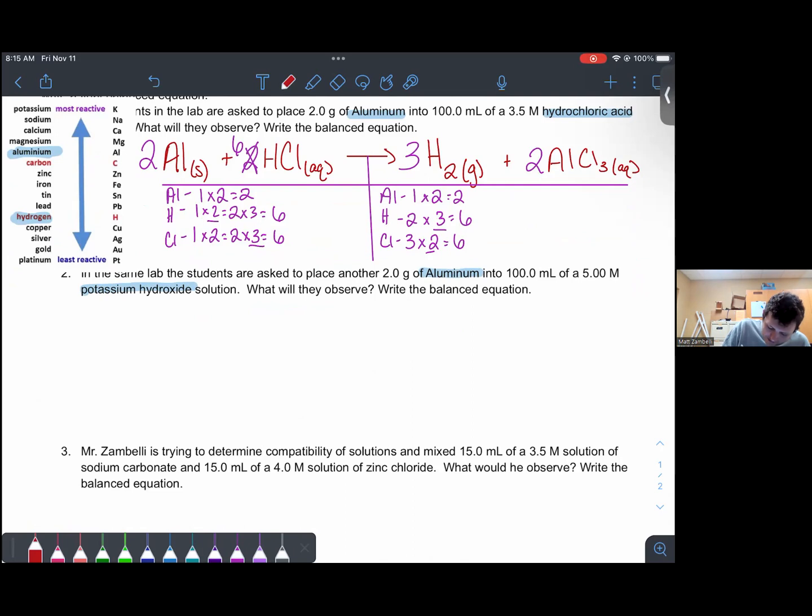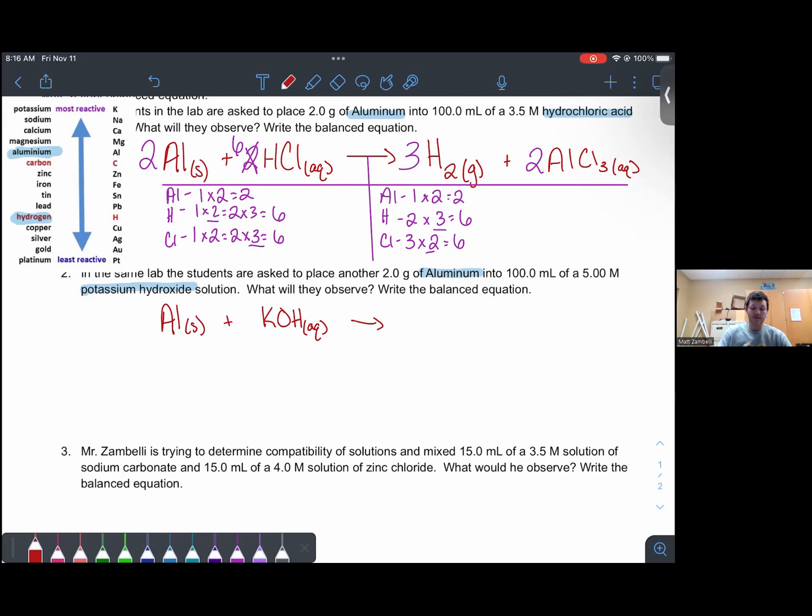So the first thing we need is aluminum, and that's a solid, plus potassium hydroxide. And potassium is K, and hydroxide is OH. Potassium has a +1 charge, and hydroxide, OH, has a -1 charge. So those actually balance out. So we only need 1 of each in aqueous solution. We got to figure out this one.